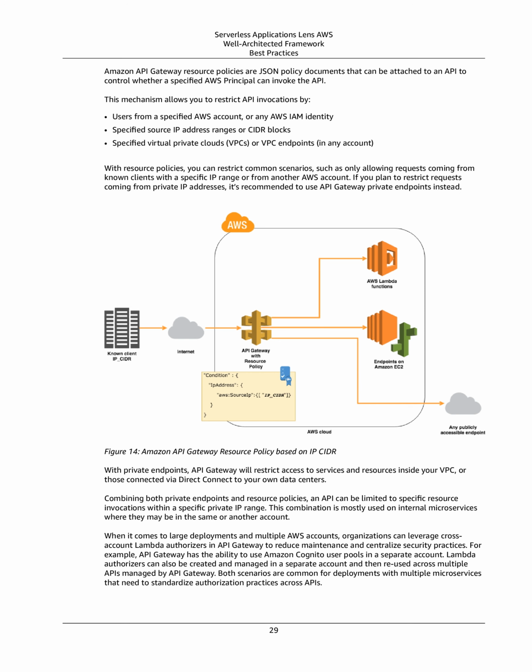When it comes to large deployments and multiple AWS accounts, organizations can leverage cross-account Lambda authorizers in API Gateway to reduce maintenance and centralize security practices. For example, API Gateway has the ability to use Amazon Cognito user pools in a separate account. Lambda authorizers can also be created and managed in a separate account and then reused across multiple APIs managed by API Gateway. Both scenarios are common for deployments with multiple microservices that need to standardize authorization practices across APIs.